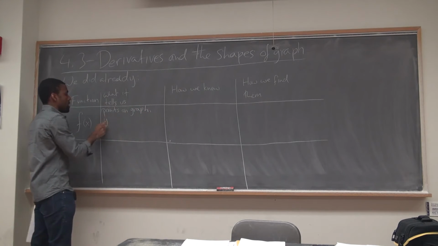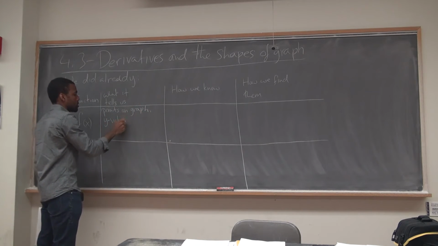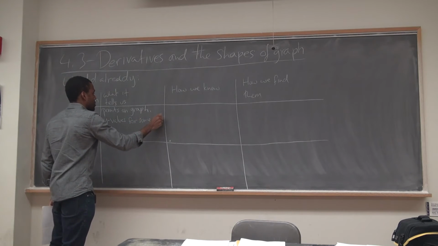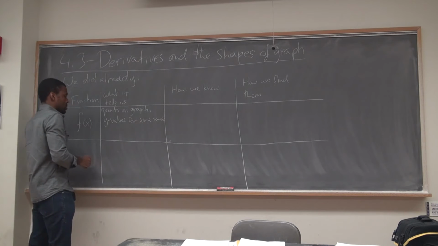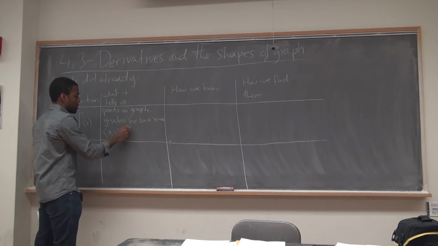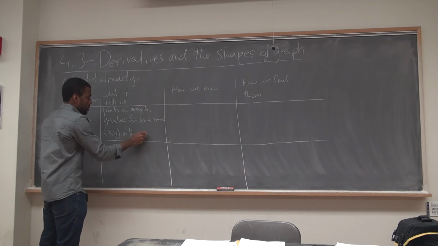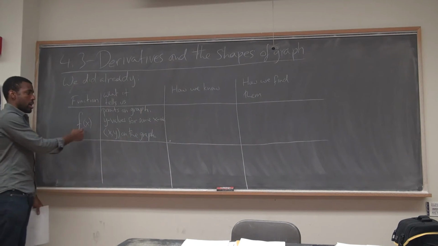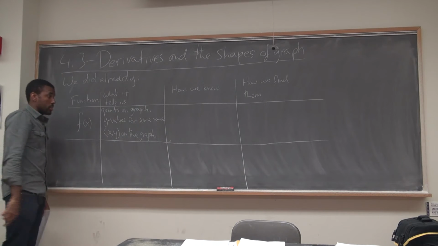Right, it gives us y values for some x value. So it gives you all x, y on the graph. You should know that whenever you're looking for a point on the graph, a location of something, f is the function you should be looking at.